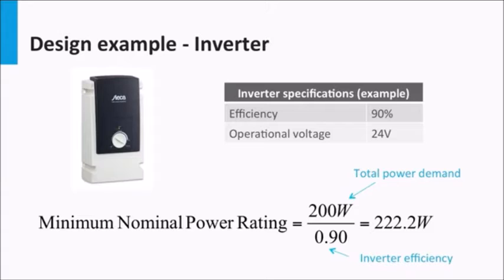We know that the power demand of the AC load is 200 watts. Given the rated efficiency of the inverter, we can estimate the minimum nominal power rating as 222.2 watts. Note that the inverter may be less efficient than the rated efficiency, and under such conditions it may be safer to have a margin for the power ratings of the inverter.